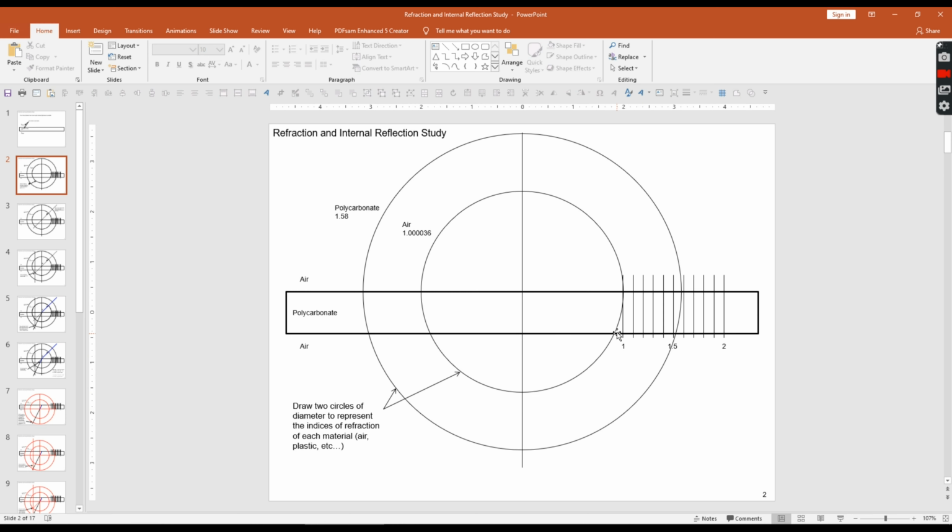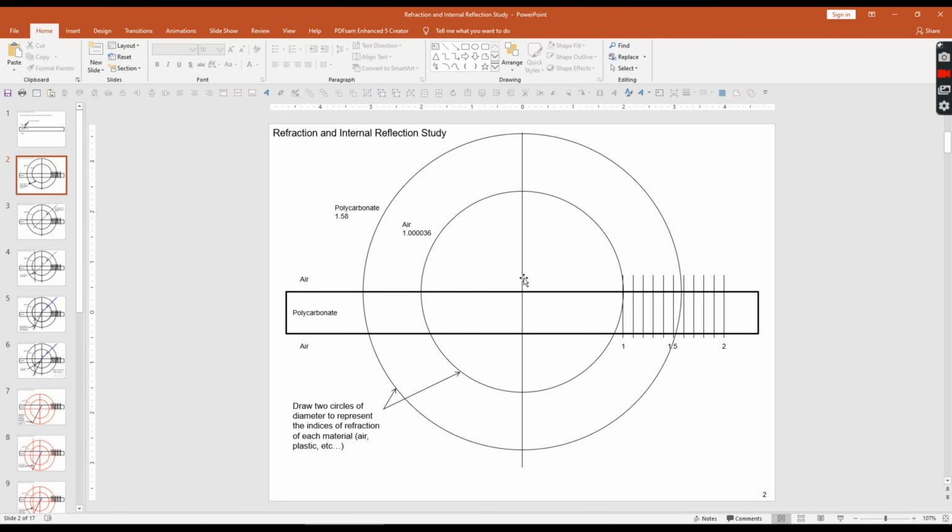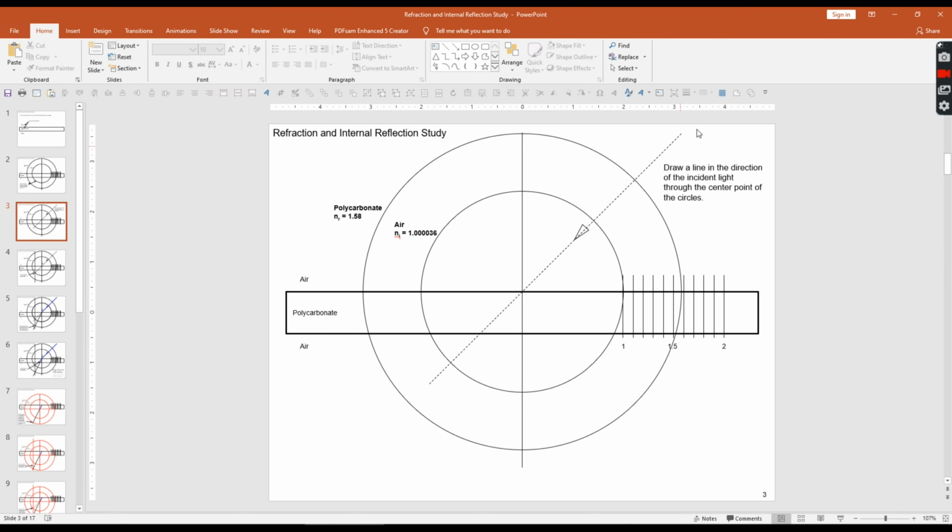So the first thing we'll do is, with the air, we draw a circle from this center point. This is going to be where the light comes through, whatever angle of incidence we have. Then the next line will go through the index of refraction of the polycarbonate, so 1.58. So then we'll start off drawing a line that's the same, whatever direction of incident light, and we'll go through that center point of the circles.